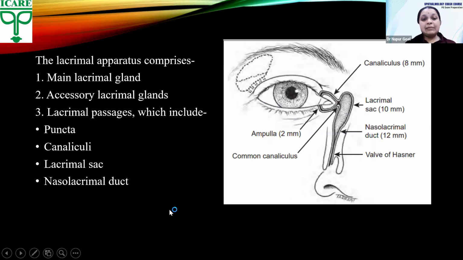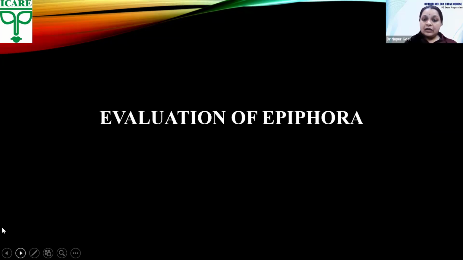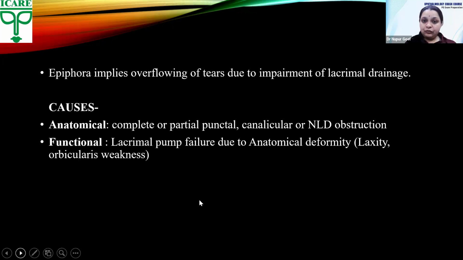This is again a quick diagram. The lacrimal apparatus comprises the main lacrimal gland and the accessory lacrimal glands, which is the secretory part and which we are not concerned with today, and the lacrimal passage, which includes the puncta, canaliculi, lacrimal sac, and the nasolacrimal duct, which opens into the inferior meatus of the nose. This lacrimal drainage passage is the one that we are concerned with today with epiphora. So coming to the evaluation of epiphora: epiphora implies overflowing of tears due to impairment of lacrimal drainage.